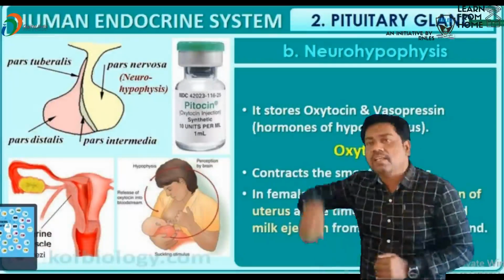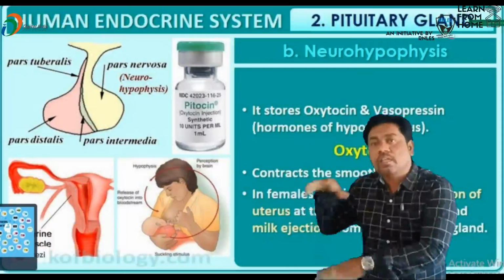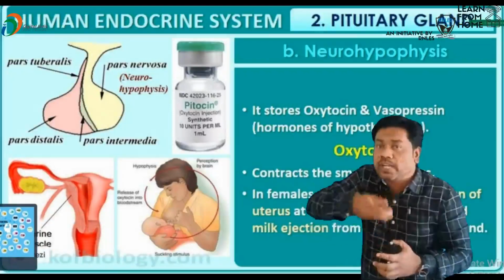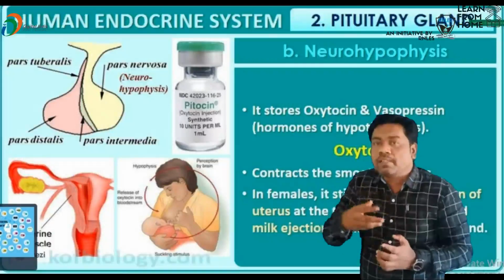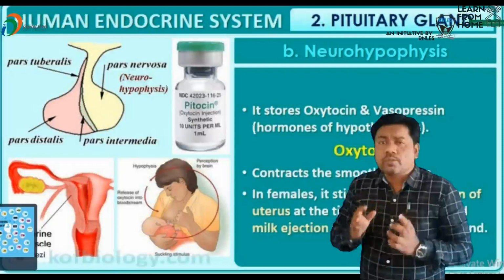Due to that reason it is known as a birth hormone, and this hormone also helps in the releasing of milk. Due to that reason it is called a milk ejecting hormone. After the delivery, what happens? The mother gives milk to the baby. During that time, what happens?